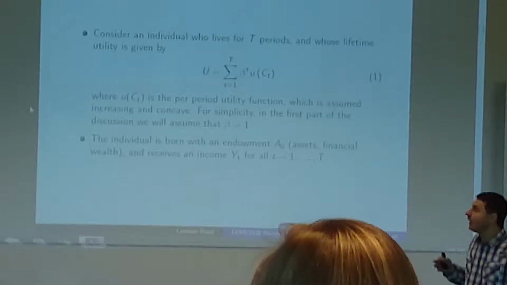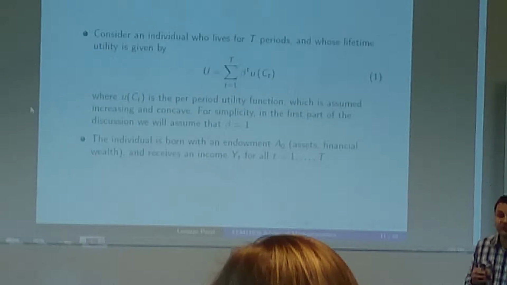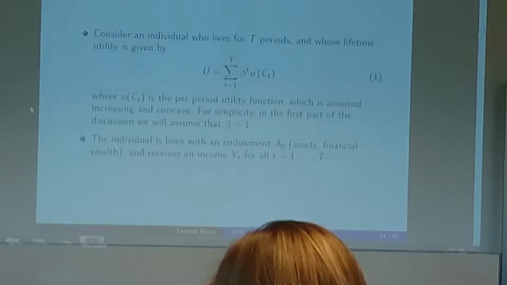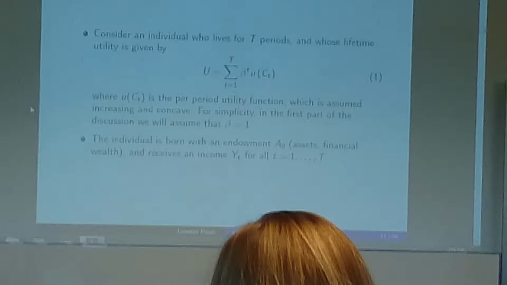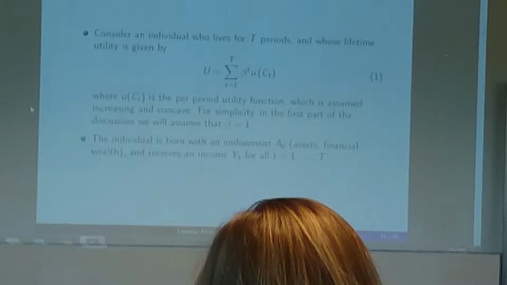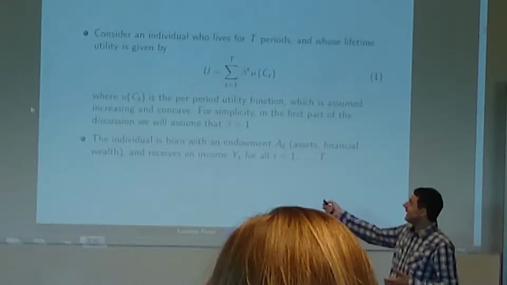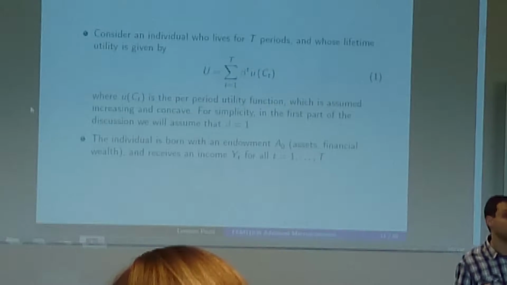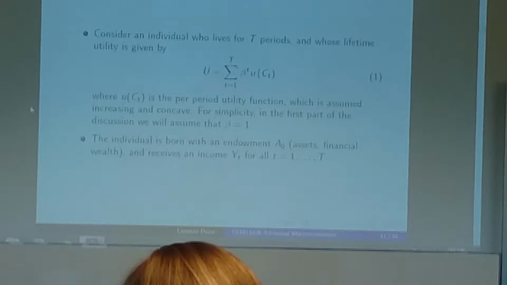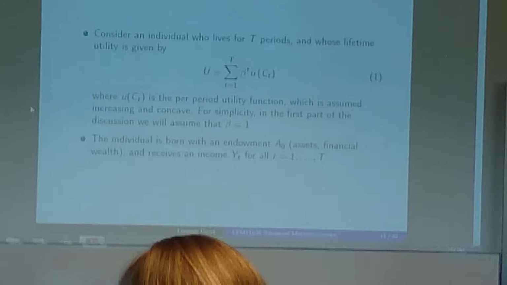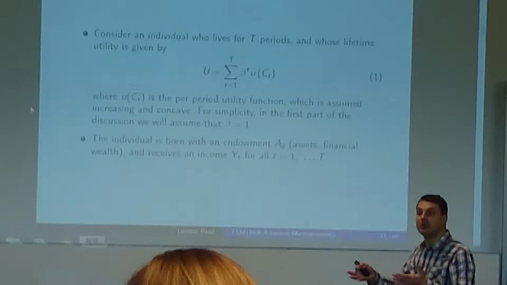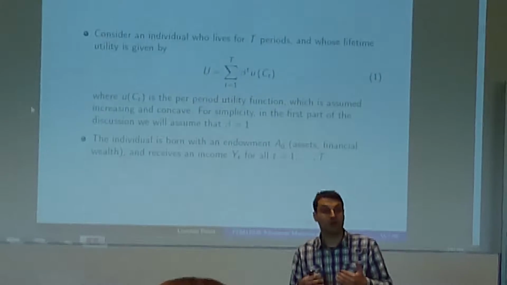To keep things simple, we assume that the discount factor, this beta, that tells you how much our consumer discounts future consumption, is equal to 1. That basically means that every period's utility function gets the same weight. What we will typically see later on is that beta is smaller than 1, which means that the further into the future you go, the less weight utility gets.